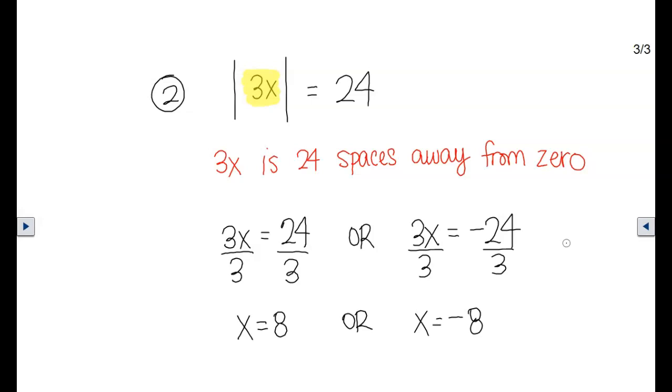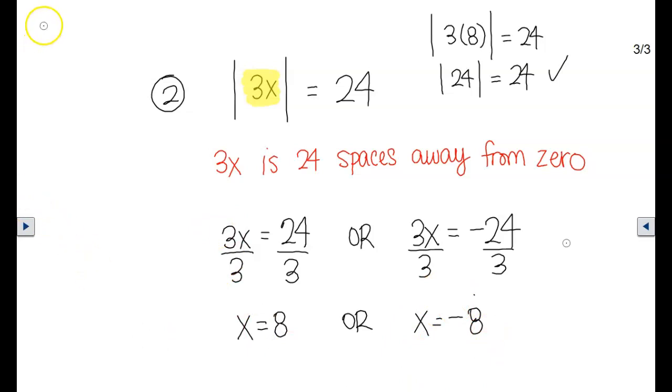So let's take 8 and plug it in here. That would make this the absolute value of 3 times 8 is equal to 24. Well, we know we would work out what's inside of our grouping symbols first. So 3 times 8 is 24. So is the absolute value of 24 equal to 24? Yes, it is.